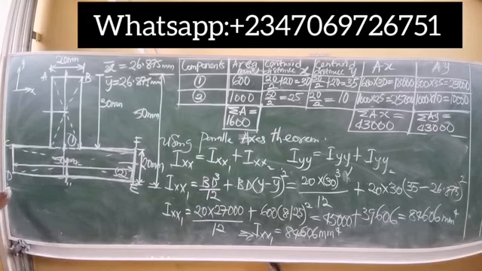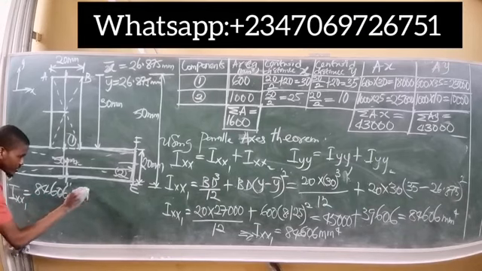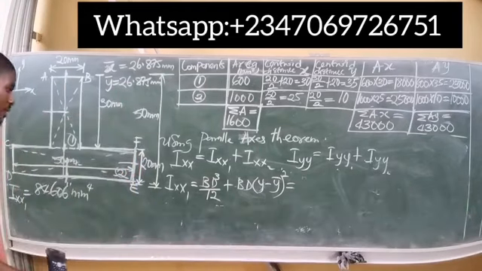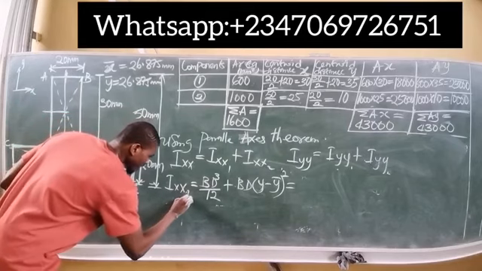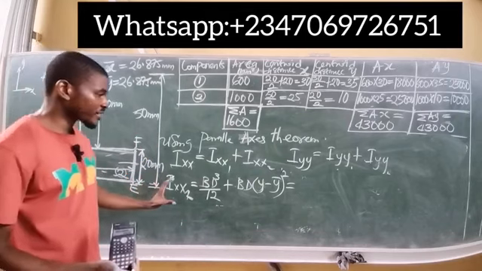All right. So Ixx1 is simply 84606 millimeter to the power of 4. So let's find the second one now, Ixx2. It's still the same thing. It doesn't change. Only that this becomes Ixx2. Since we are still on the x, the formula remains the same.